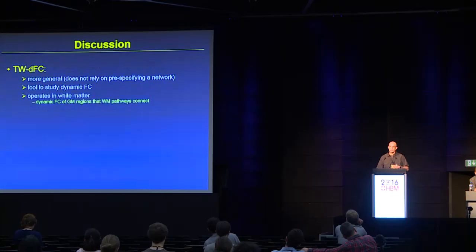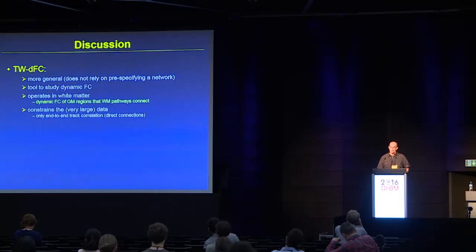And the key thing compared to other methods that do dynamic functional connectivity is that we are now operating in white matter. So we are mapping the information of the white matter into the gray matter. And the information we look at is the pathways that connect those things. It helps to constrain the very large amount of data, so we don't have to look at the connectivity between every point to every other point. It's only every point at the corresponding track endpoint.